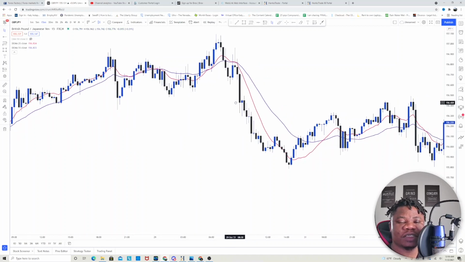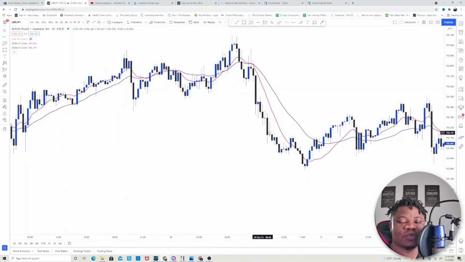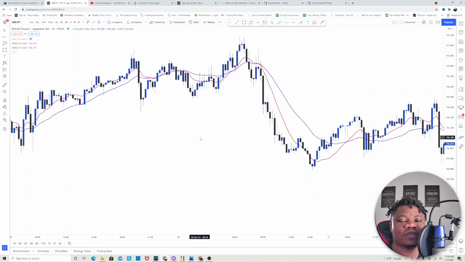Now, if we take a look at this sell here, when we're using this strategy, we need to make sure that the 25 and the 55 double EMA is above price once we're trying to get in a sell position, meaning price has to be below both indicators, and we need to see the 25 crossing the 55 double EMA. Now that's our first confirmation.